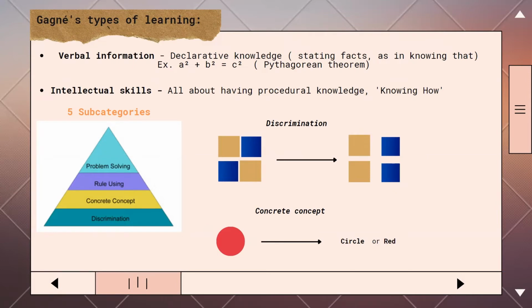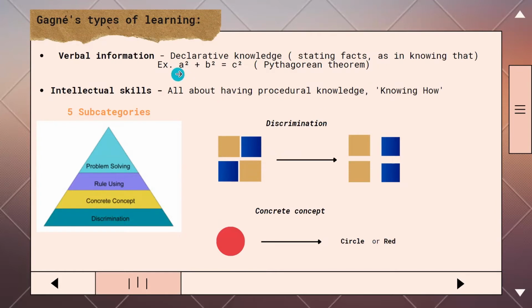Verbal information, also known as declarative knowledge, is stating facts, as in knowing that. Verbal information includes foundational information required for problem solving. Its point is only talking about information by rote or by memorizing the information repeatedly, and not about how to apply or use it, just knowing that it is.